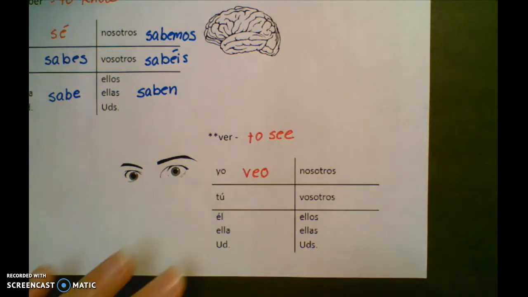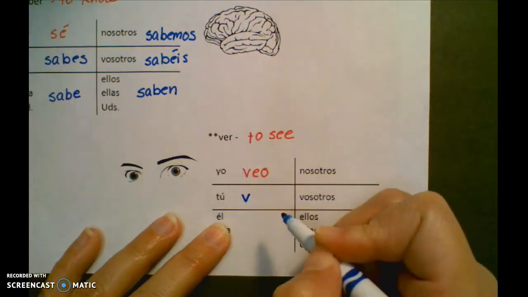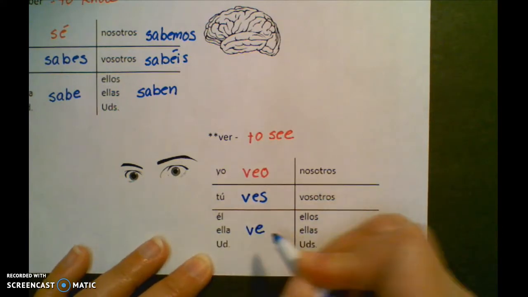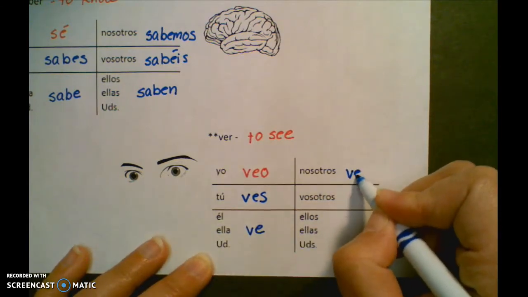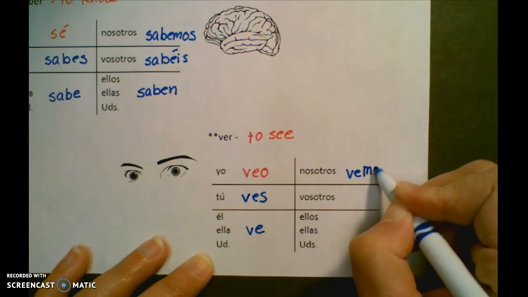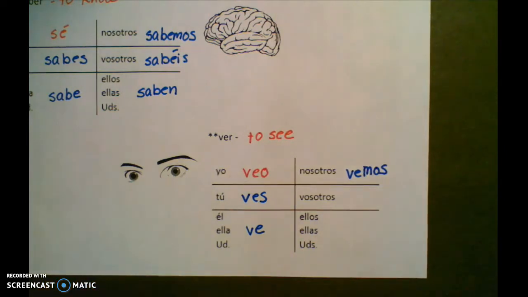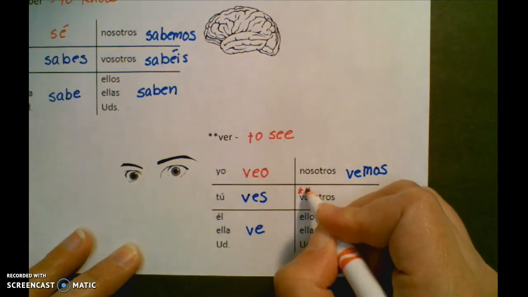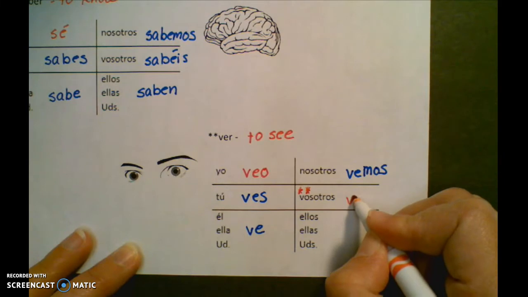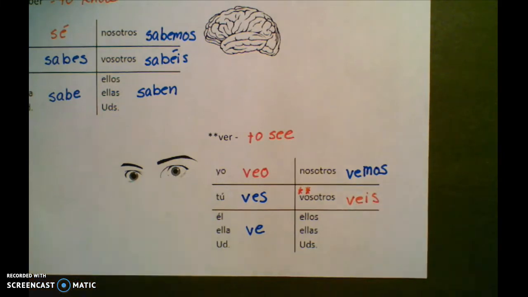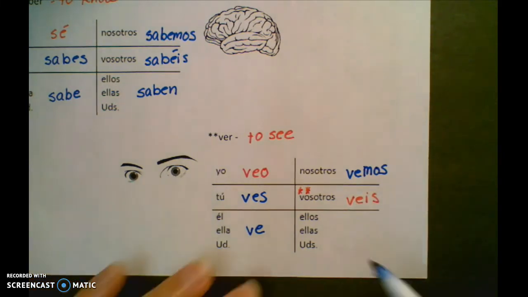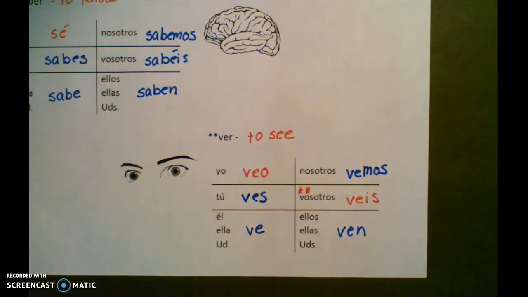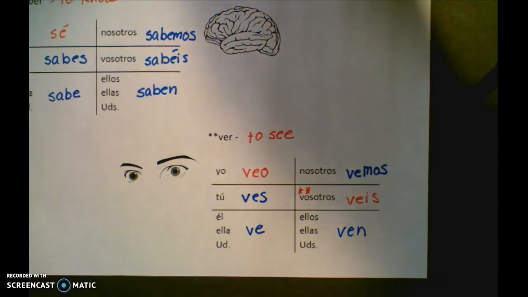For the tú form, everything's fine. Your stem is literally just letter V. Add the ending. Tú ves. Él, usted ve. Nosotros vemos. I had that little double asterisk there. Remember that the vosotros form does not have an accent. Veis. And then ellos, ellas, ustedes ven. All right, y'all. So there it is, the conjugation of ER verbs.